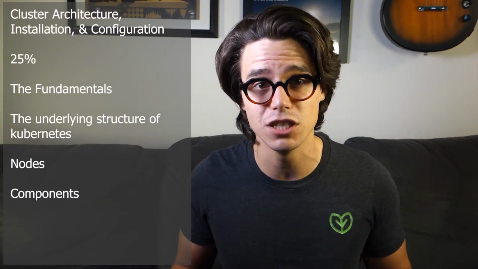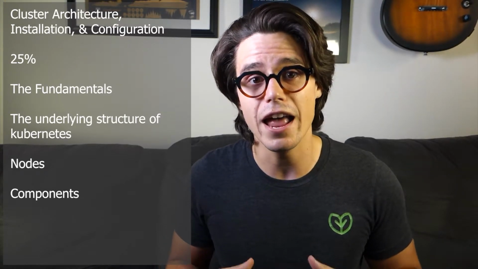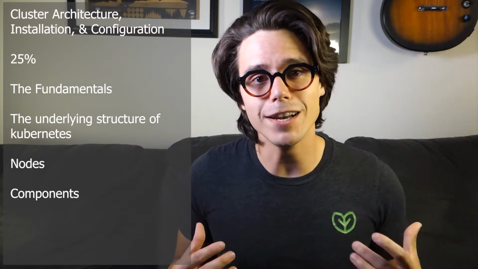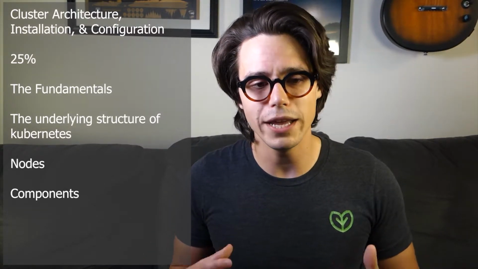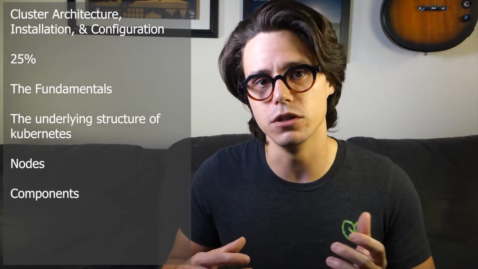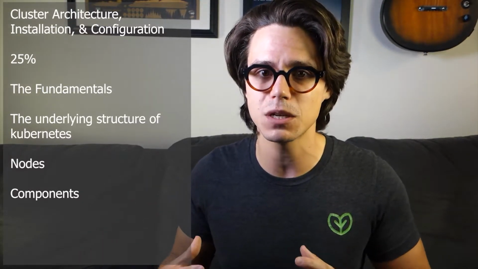The first section is worth 25%, and it is configuration, installation, and architecture of Kubernetes. This section focuses on the fundamentals of Kubernetes, what it's running on, how you're running it, the workloads, the nodes, and the architecture, as well as the components that keep the cluster ticking.